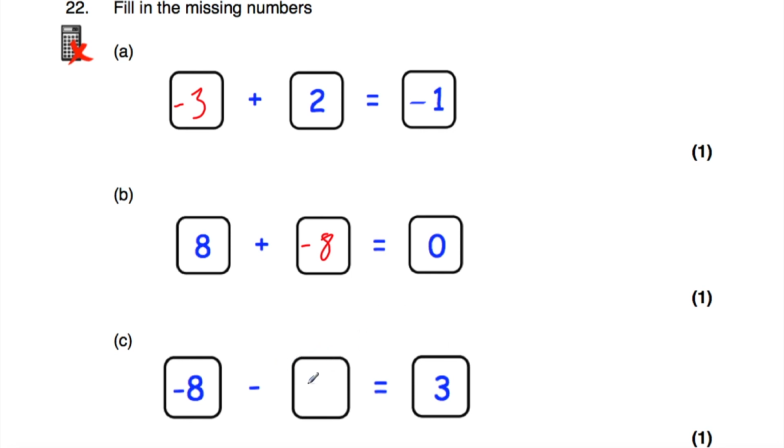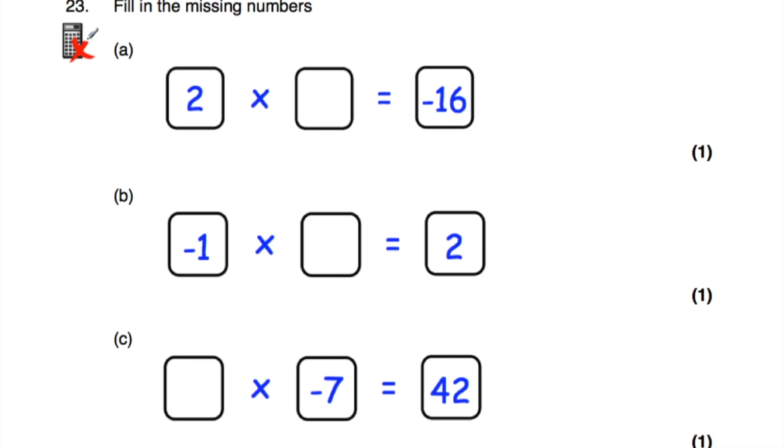That means we've gone back up. That means we're going to be subtracting a negative number. And if we're at negative 8 and we want to go up to 3, we want to go up 11, because we want to go up 8 to get to 0 and then another 3. So that means we're going to be subtracting negative 11, because negative 8 subtract negative 11 would be equal to 3. And let's just check it. Negative 8 minus minus, that'd be minus 8 plus 11, which is equal to 3. So that means that the missing number here was negative 11.